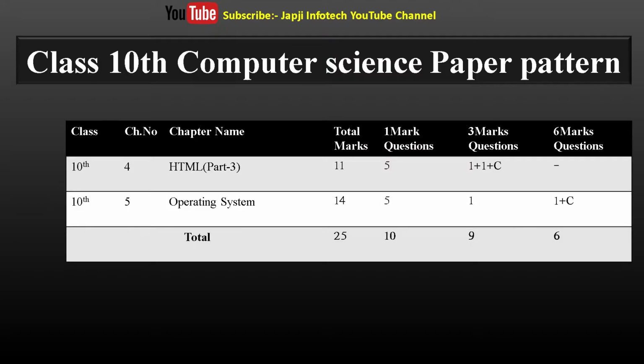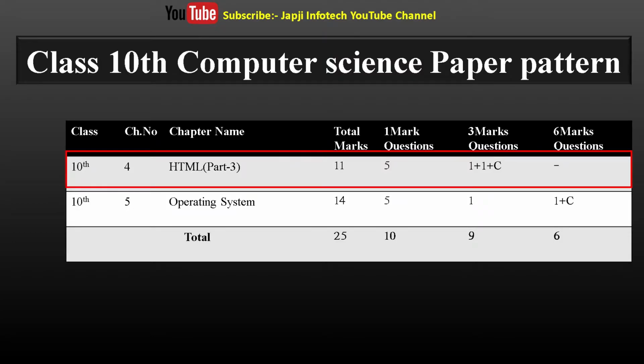First of all, we take a look at the paper pattern of class 10th subject Computer Science. A paper of a total 11 marks will appear from class 10th lesson 4 HTML part 3, which will have 5 questions of 1 mark, 3 questions of 3 marks and 1 choice question, and no question of 6 marks will come from this lesson.